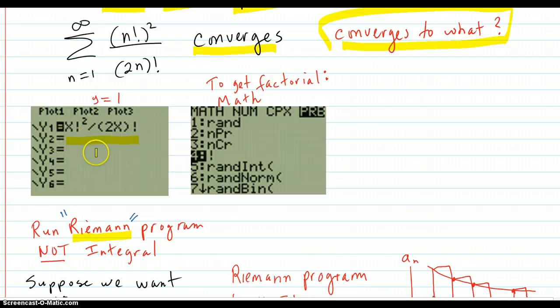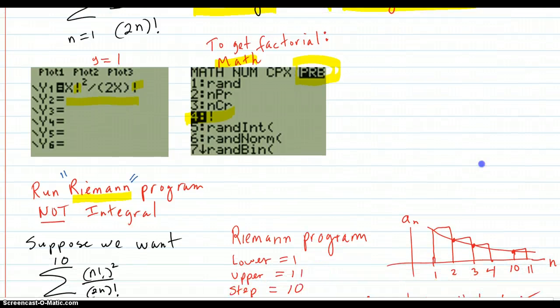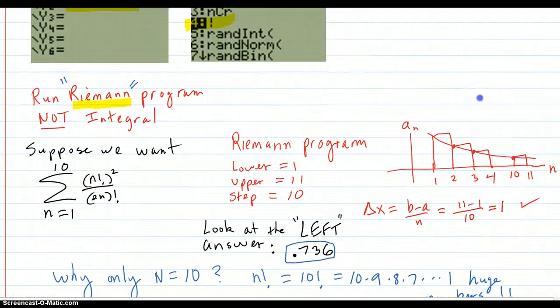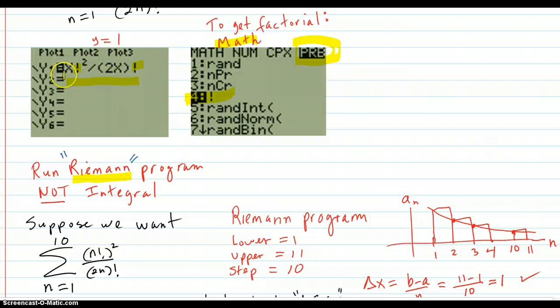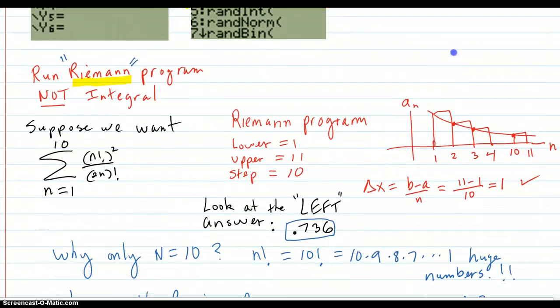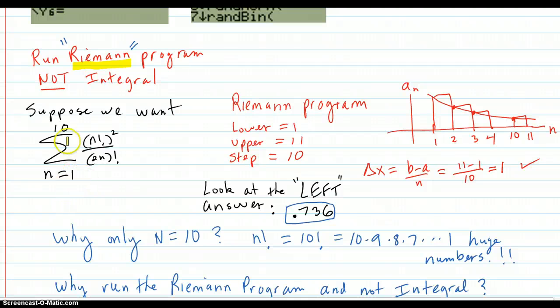So to get the factorial sign in the symbol, you go to the math key, then you arrow across to probability, and go to number 4 on this. This is number 4 for this one. That's your factorial sign, and you enter that in, and that's how you get your factorial. So then you put your series term right there, and suppose you want to run 1 to 10.